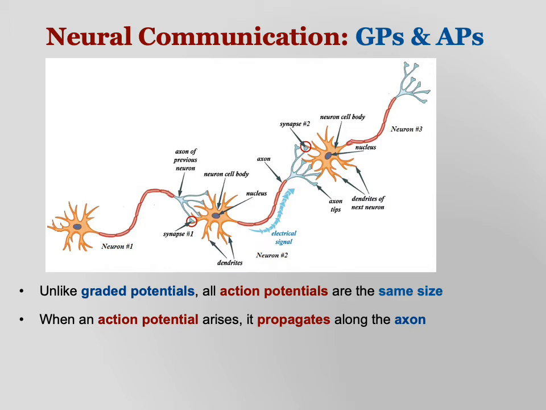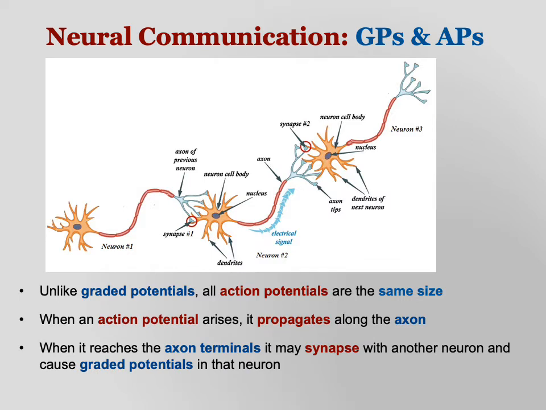It's like lighting the fuse on a stick of dynamite. Once you light the fuse, it's guaranteed to burn all the way down to the stick of dynamite and cause it to explode. All right? The action potential propagates itself. It's a positive feedback loop. Once you start it, it's guaranteed to go all the way to the end. Okay?